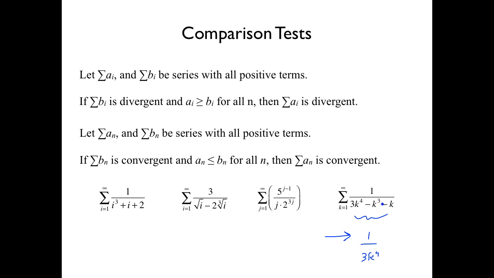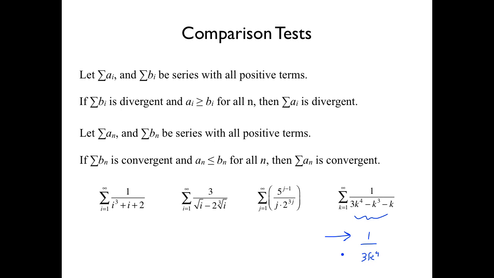Take it to 100 trillion. If you have 100 trillion to the 3rd and 100 trillion to the 4th, how do they compare? This one is 100 trillion times as big as that. So for really, really large k, this fraction essentially becomes 1 over 3k to the 4th. And the series 1 over 3k to the 4th converges or diverges? Converges.